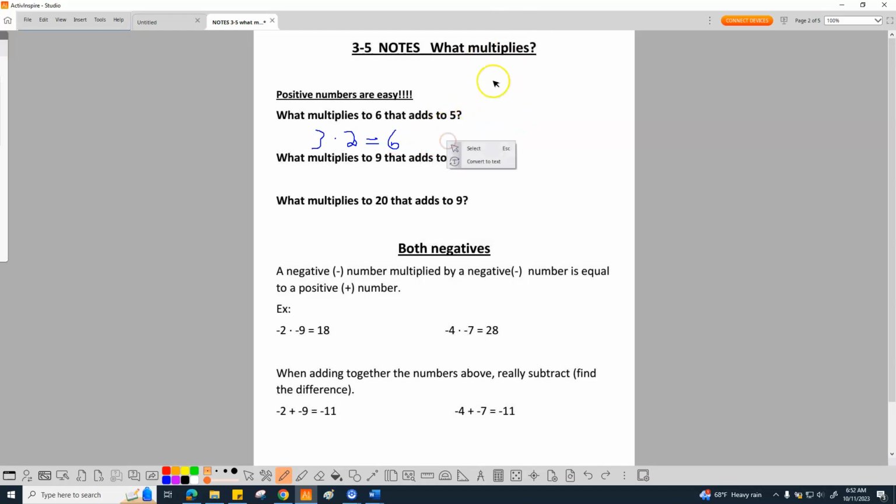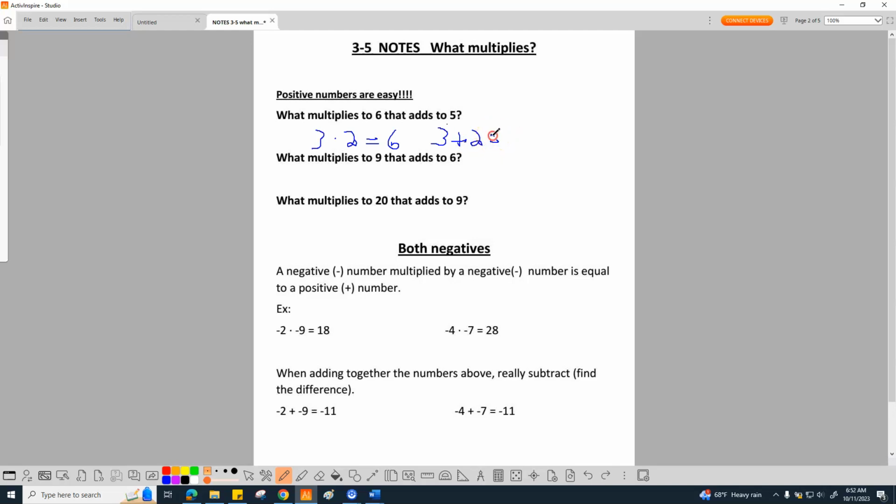Why is that not writing? Cool. 3 plus 2 equals 5. That's all this is asking for. Why are you not writing? There we go. 3 plus 2 equals 5.